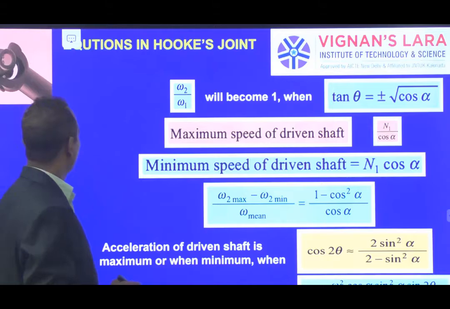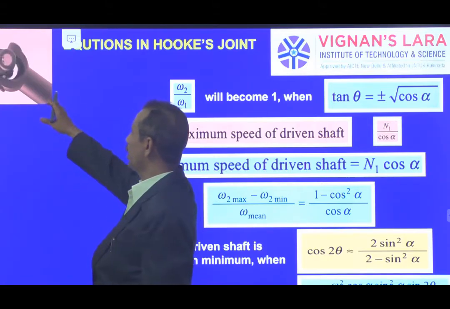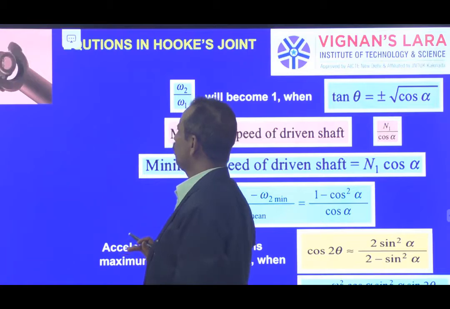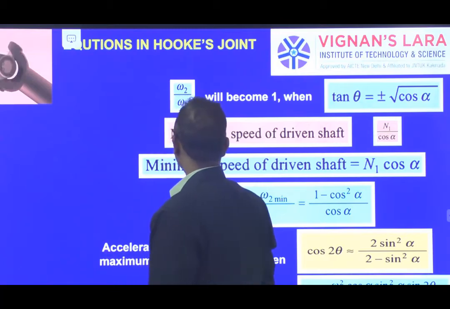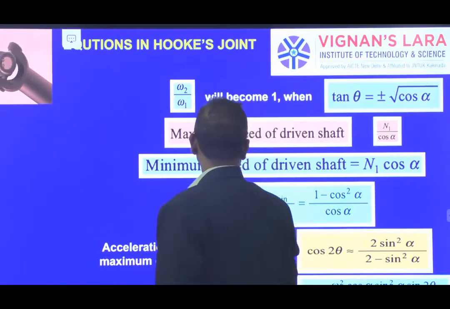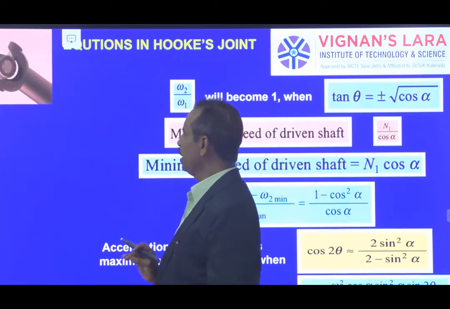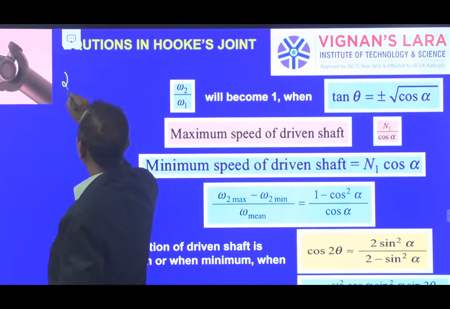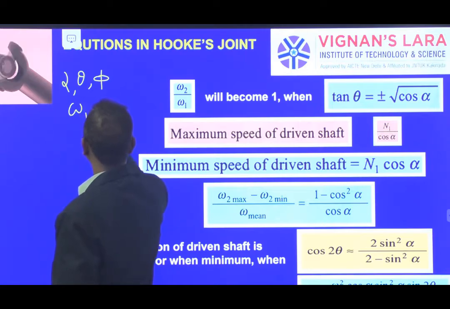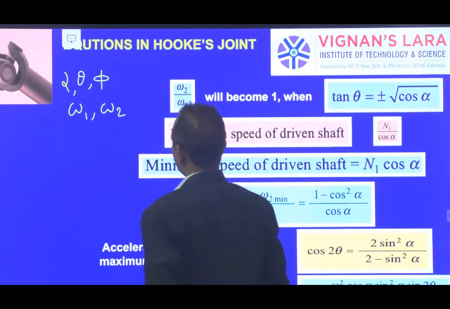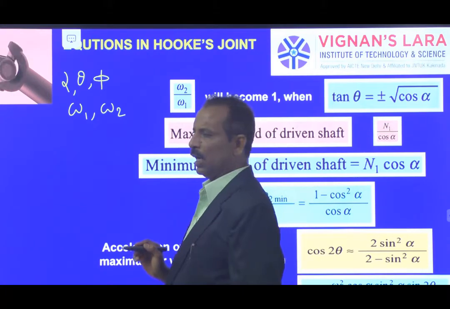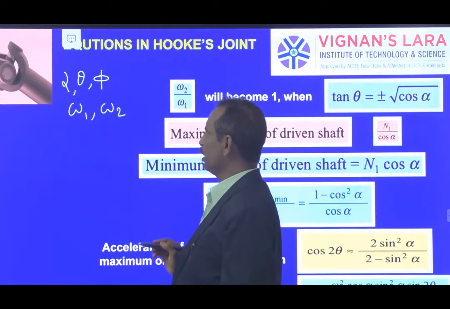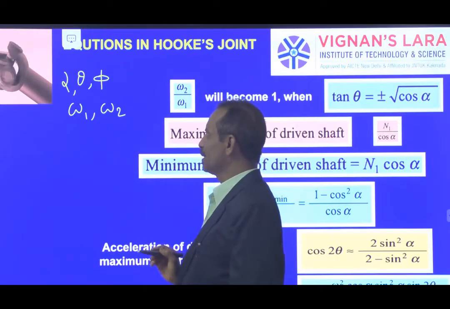in the last lecture. So this is a hook joint, and we discussed the terminology of alpha, theta, phi, and omega 1, omega 2. These are the various parameters we discussed in the last lecture: alpha, theta, phi, omega 1, omega 2. So alpha is the angle between the driver shaft and driven shaft, as far as the hook joint is concerned.